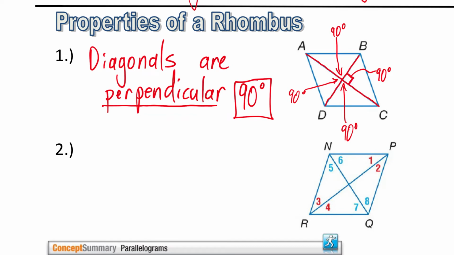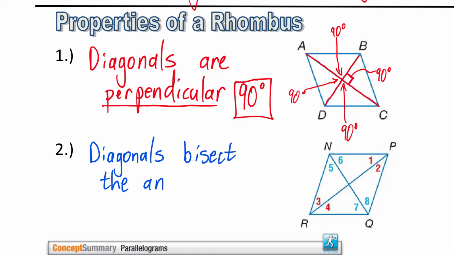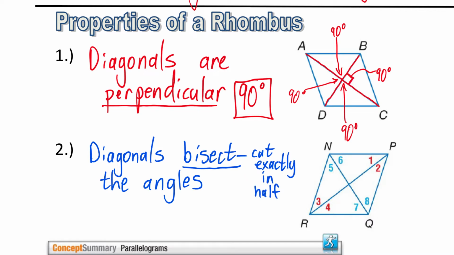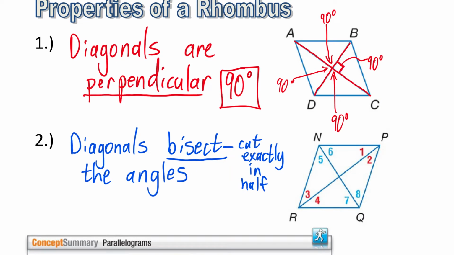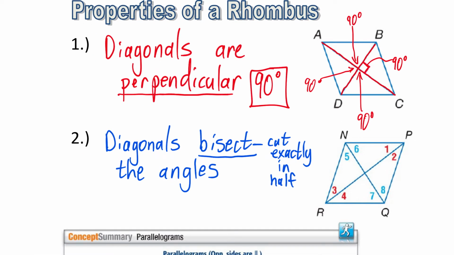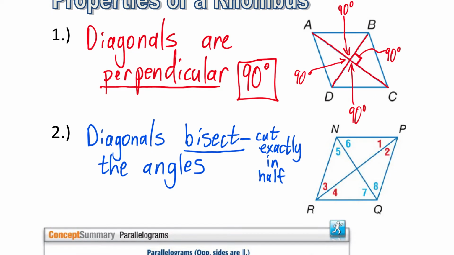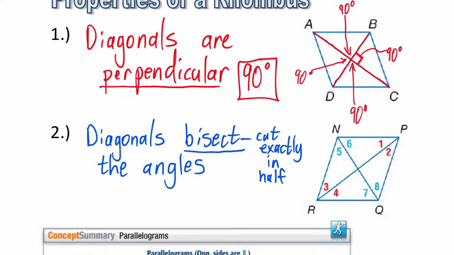Okay, the second property in a rhombus is that the diagonals bisect the angles. Okay, the diagonals bisect the angles. And again, what does bisect mean? Okay, good. Cuts exactly in half. That's what the word bisect means, to cut exactly in half. So the diagonals bisect the angles. They cut them exactly in half.